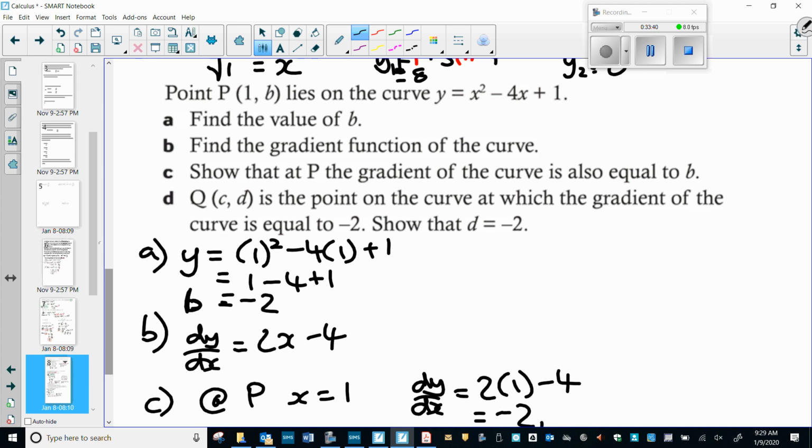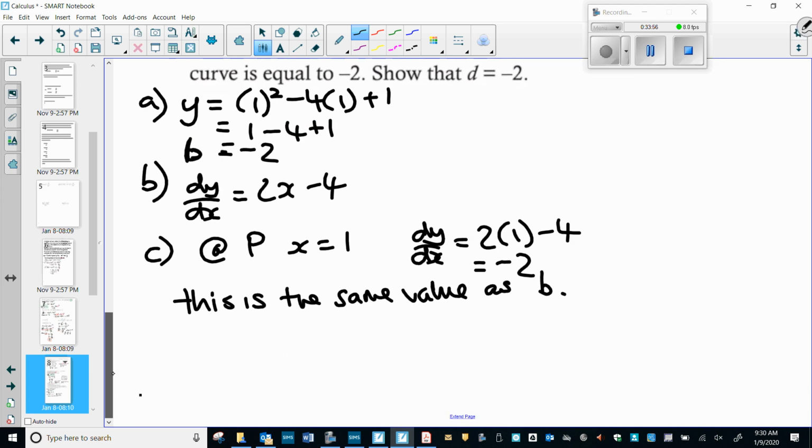No, I mean like question B. Oh, I apologize. The gradient function. So we differentiated it, Danny. 2 goes in front, take 1 off the power. Yes? Yep. Sorry. That was a speedy one because that's the same as what we've been doing.